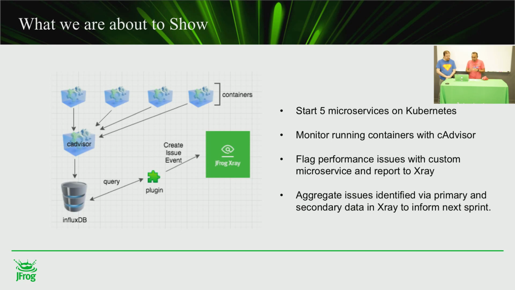And we'll also aggregate issues identified by both the primary data that we are generating and the secondary data, like known security issues or licenses. We'll correlate everything, and the data will be used to inform the next sprint.